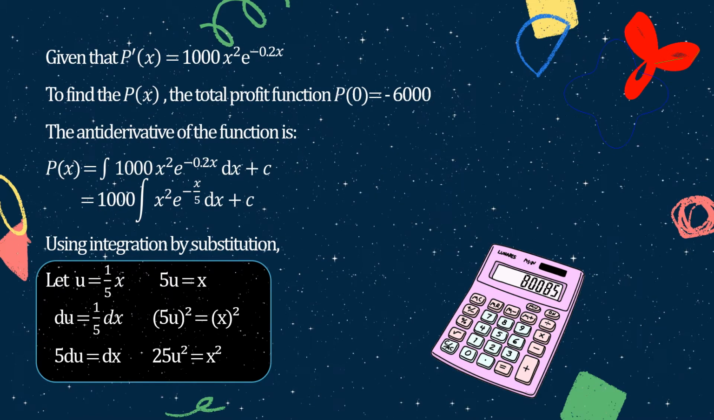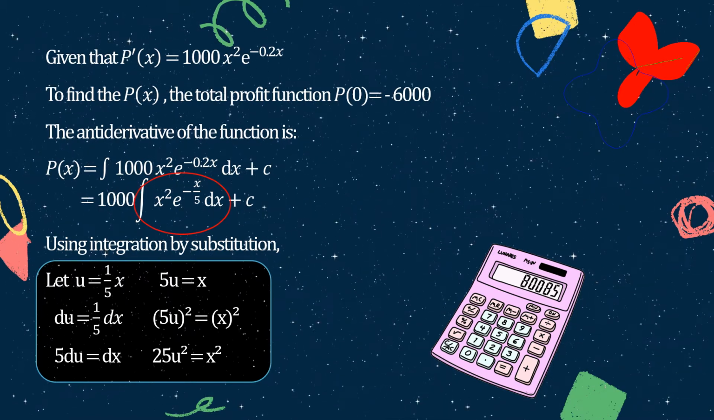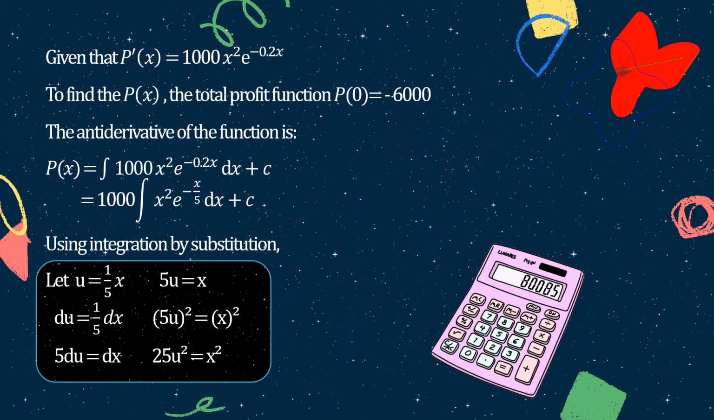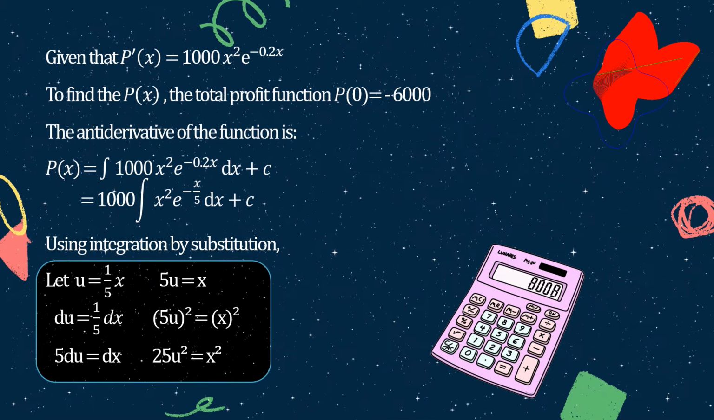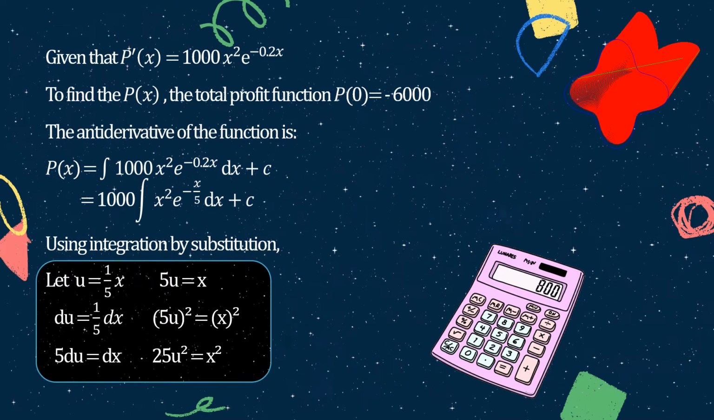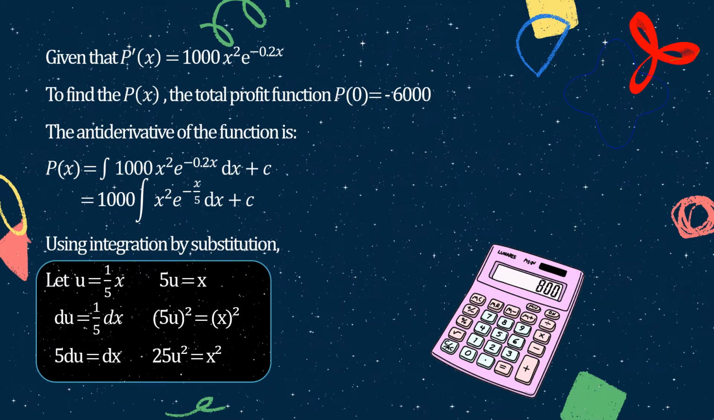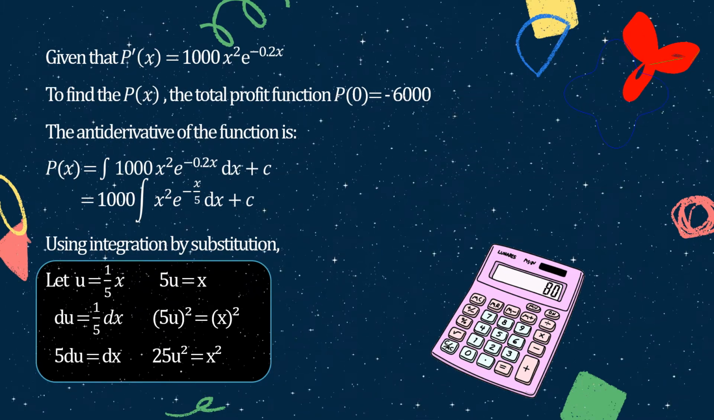In order to integrate x² e^(-x/5) dx, we have to use integration by substitution. As we can see in this integral, there are two different functions and there is also a derivative. So we use integration by substitution. Here we let u = x/5, and from there we find the value of x², and then we substitute the values into the function of P(x).